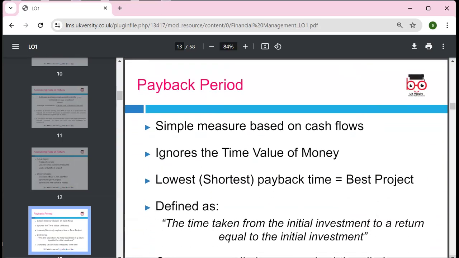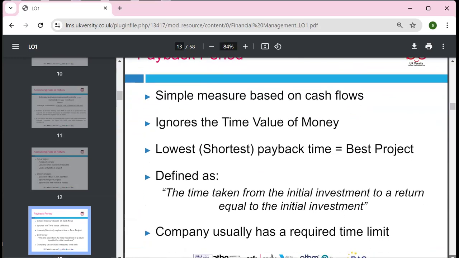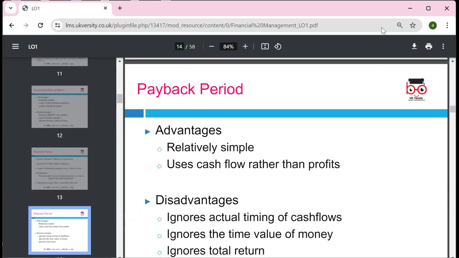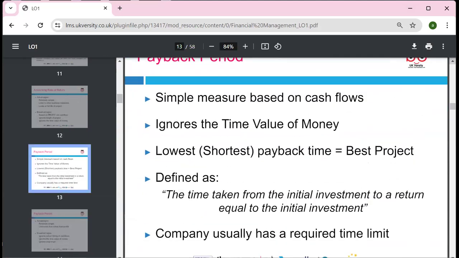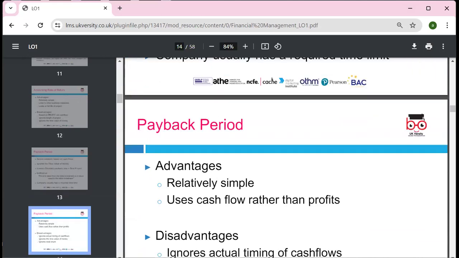Okay, so payback is a simple method based on the cash flow that ignores the time value of money. The lowest payback time is the best, which we can define as the time taken for the cash inflows to equal the initial investment. Companies usually require a time limit, like how long the payback should be. So it is relatively simple and easy to use.